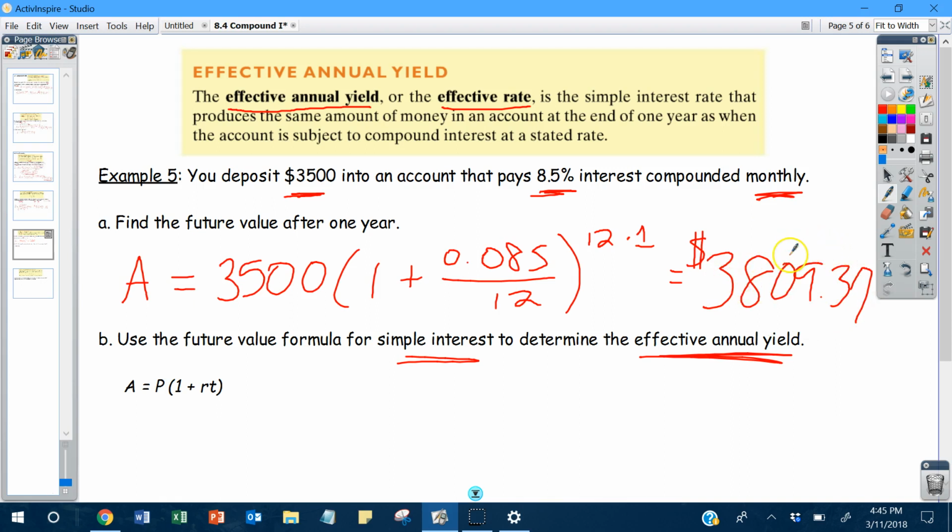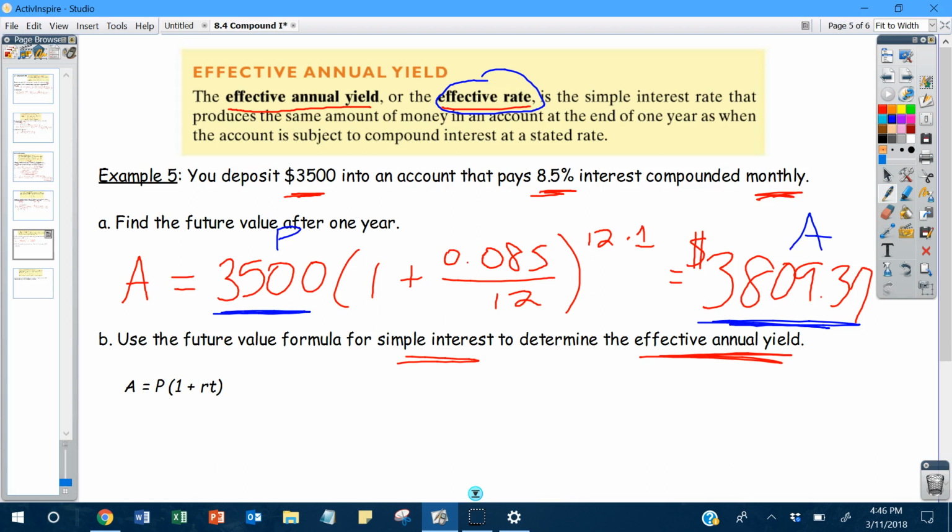And if I were to take these two values, so this is my future value, this is my present value, and plug these into this simple interest formula, I'll be able to figure out that rate, which is the effective rate, or the effective annual yield. So in other words, just imagine that all the money I earned from this compound interest experience, what would be the interest rate using simple interest?